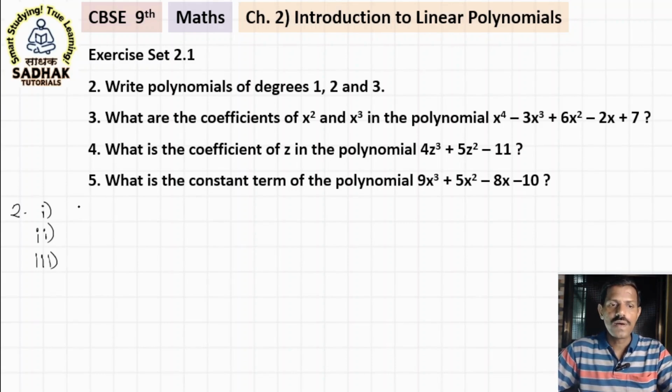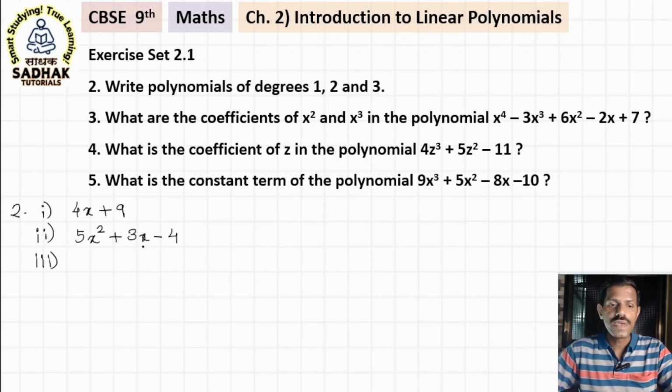It is very easy, we just have to write some terms having some variable. In the first polynomial that variable should have degree 1. For example I could write 4x plus 9. Here the variable is x and it is x raised to 1, so the degree of this polynomial is 1. Now in the second polynomial we need degree 2, so we could write 5x square plus 3x minus 4.